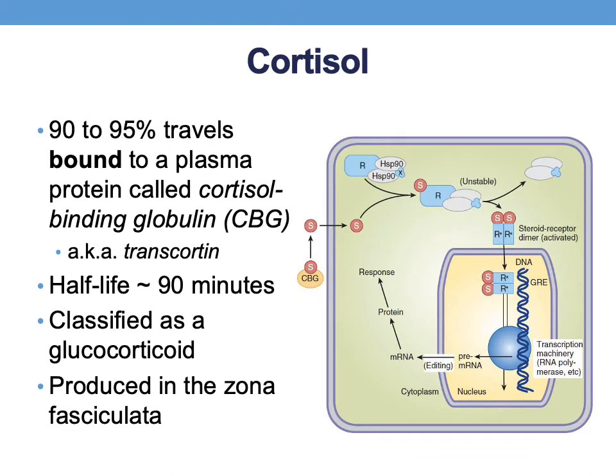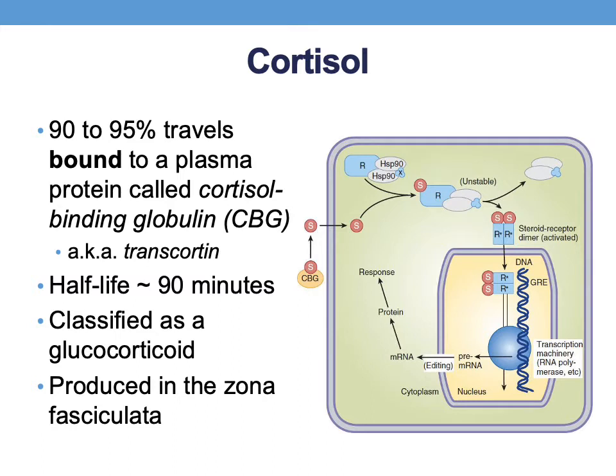Now we're changing gears and going on to cortisol. 90 to 95% of cortisol travels bound to a plasma protein called cortisol binding globulin, CBG. It's also known as transcortin. If you take the word transcortin apart, you can see trans could stand for transport, cort for cortisol in the blood. So it transports cortisol in the blood. It has a half-life of 90 minutes, so that's a good long time for the hormone to be effective.